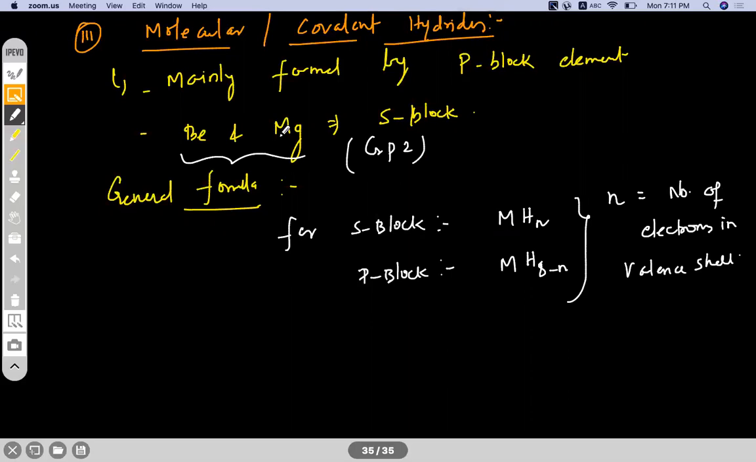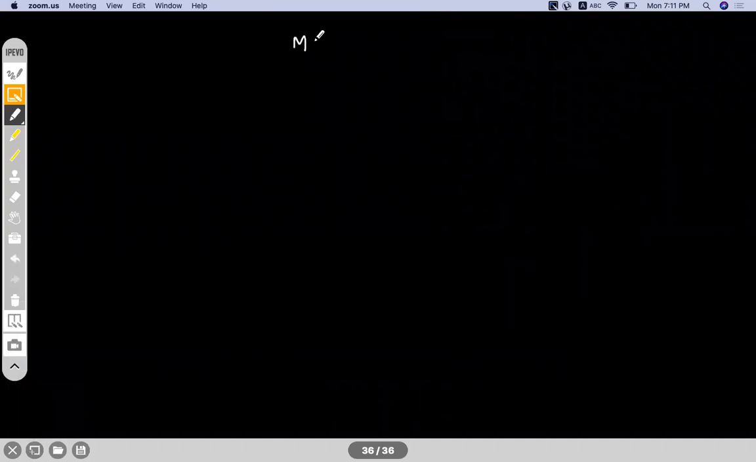So it is BeH2, MgH2. This belongs to n, the valence electron. For p block, you can say how many electrons are there, and accordingly we can write. Like for p block, we can write NH3, H2O, BH3, etc. These are the hydrides of this. Now these molecular hydrides are further classified into three categories.